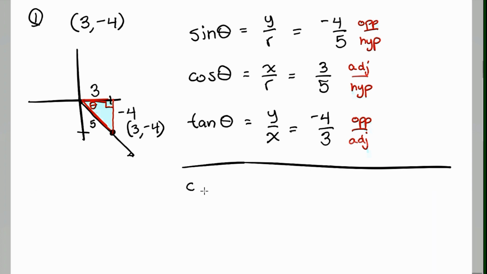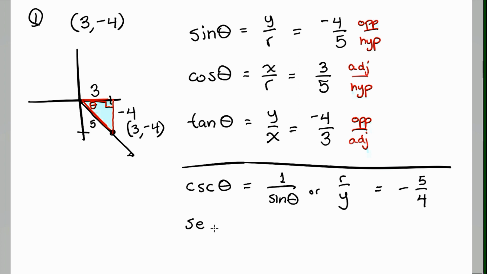So let me do cosecant first. I know it's kind of gauche to do it that way, but here's the thing. Cosecant is the reciprocal of the sine. So you can look at this as 1 over sine or you can look at this as r over y. Whichever way you look at this, it's still going to give you the same thing, which is going to be negative 5 over 4. So you can rebuild this, or you can remember that cosecant is the reciprocal of sine and just flip it over.